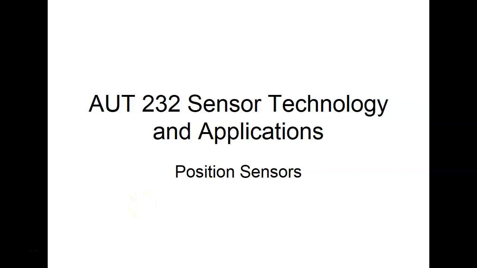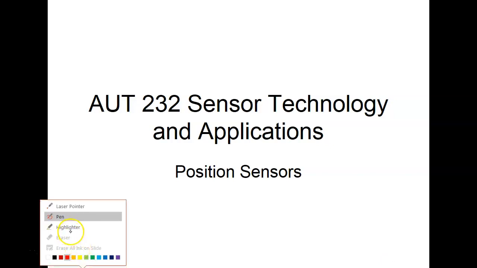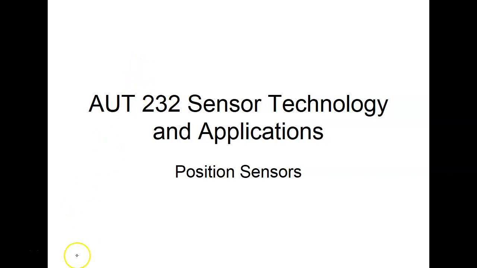Okay, the first sensors we're going to look at are position sensors. And what do we mean by position? Yeah, where an object is located within a certain range.